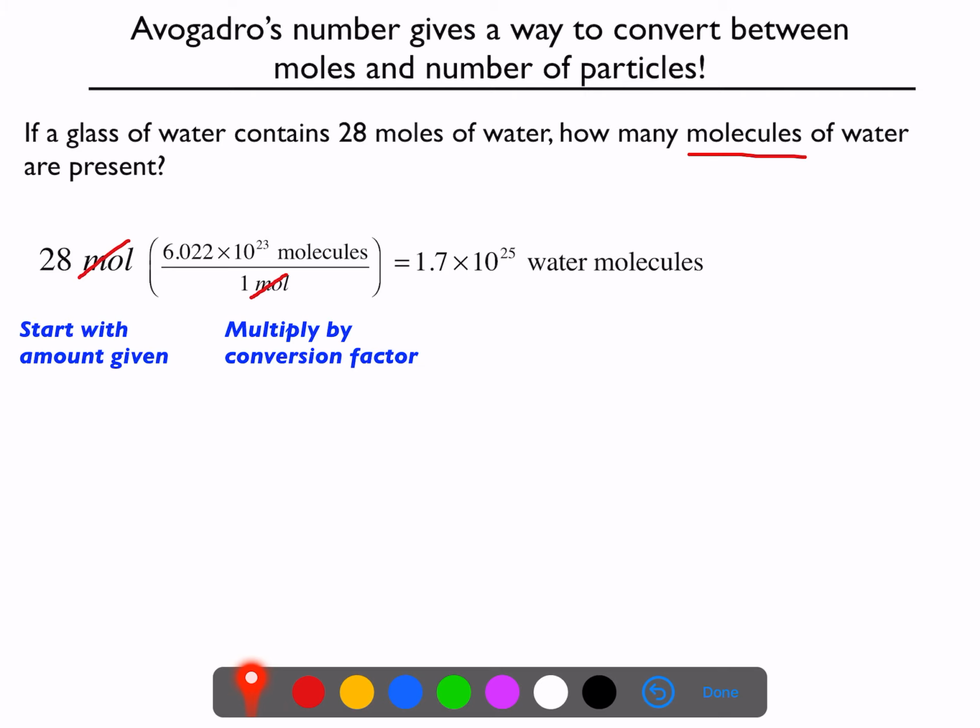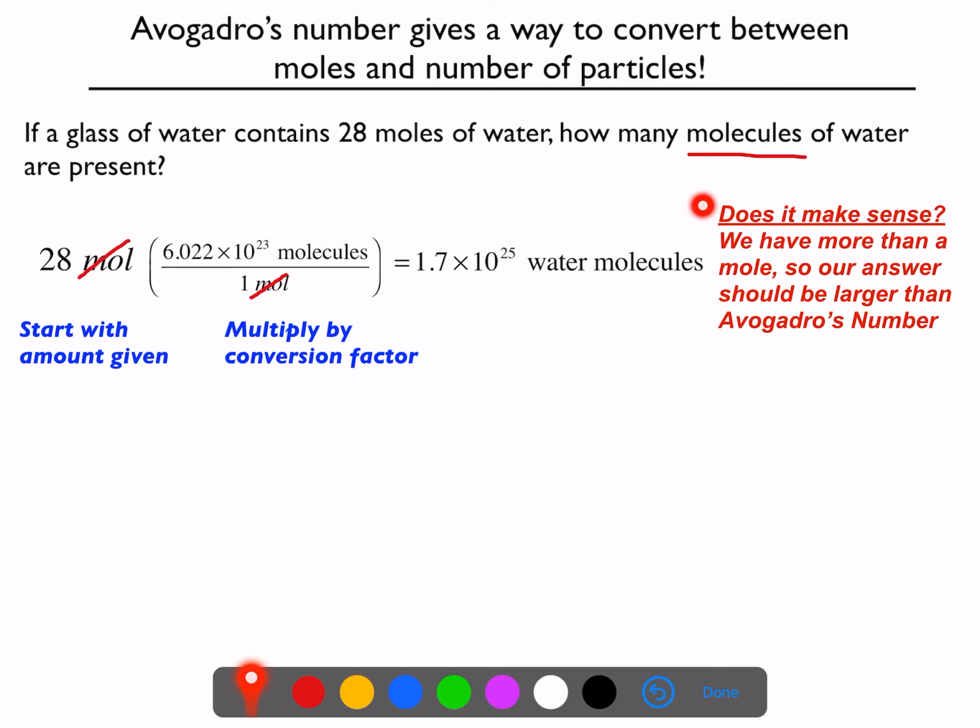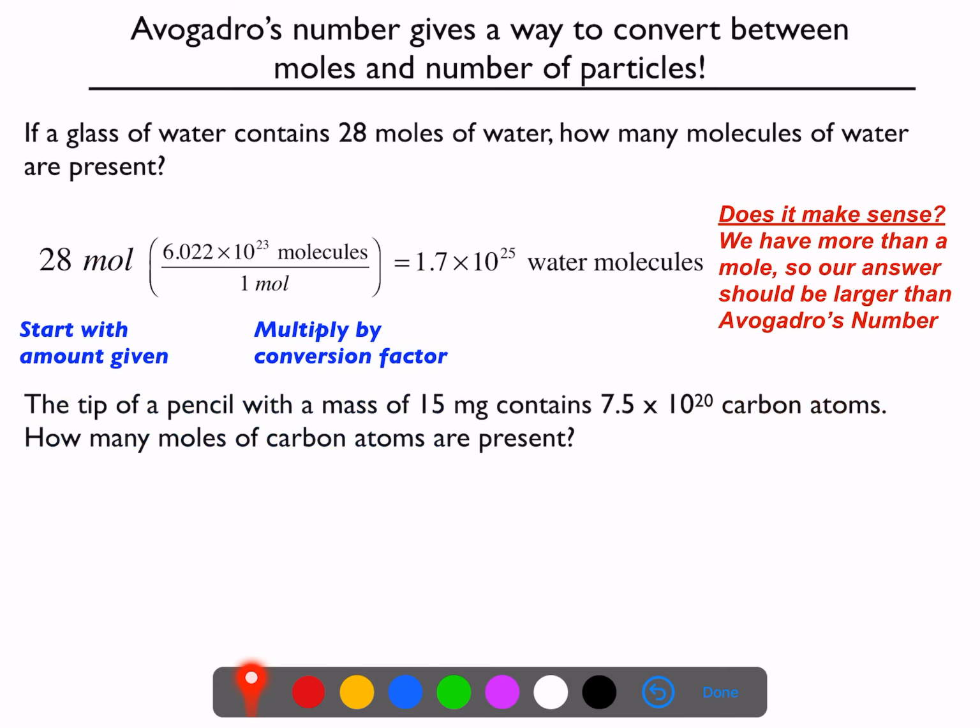When we get to the answer, always ask yourself, does this make sense? And hopefully it does. We started with more than 1 mole of water, and so we ended up with an answer that's bigger than Avogadro's number. We can do the reverse process, and we can imagine a problem that said the tip of a pencil with a mass of 15 milligrams contains 7.5 times 10 to the 20th carbon atoms. How many moles of carbon atoms are present?